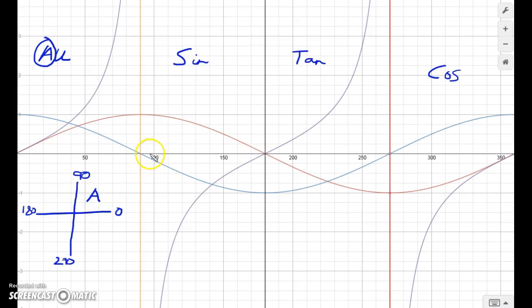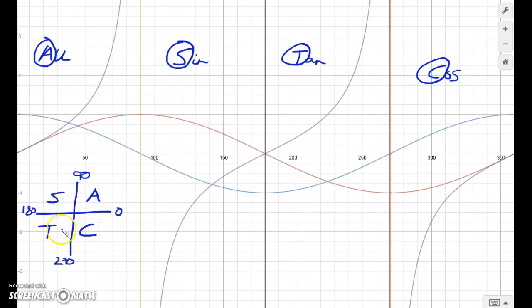Between 90 and 180, the sine graph's positive. And between 180 and 270, the tan graph's positive. So 180 to 270, T for tan. And from 270 to 360, the cosine graph is the one that's positive.